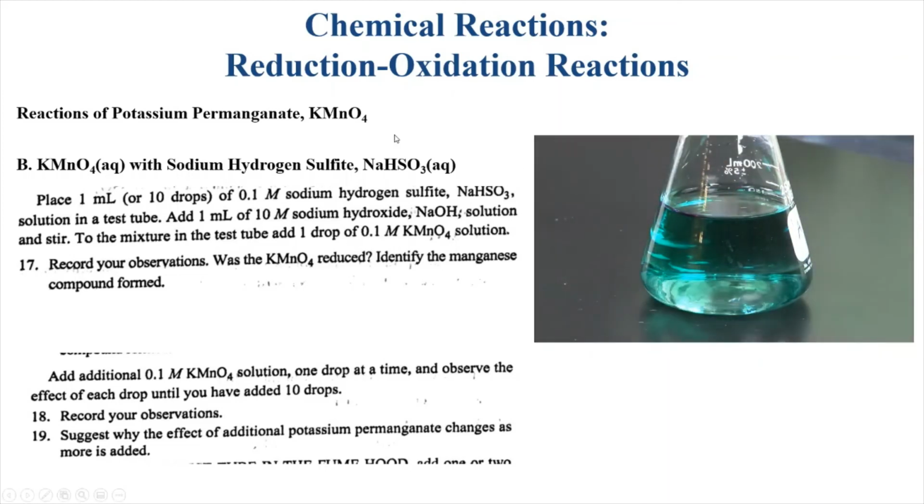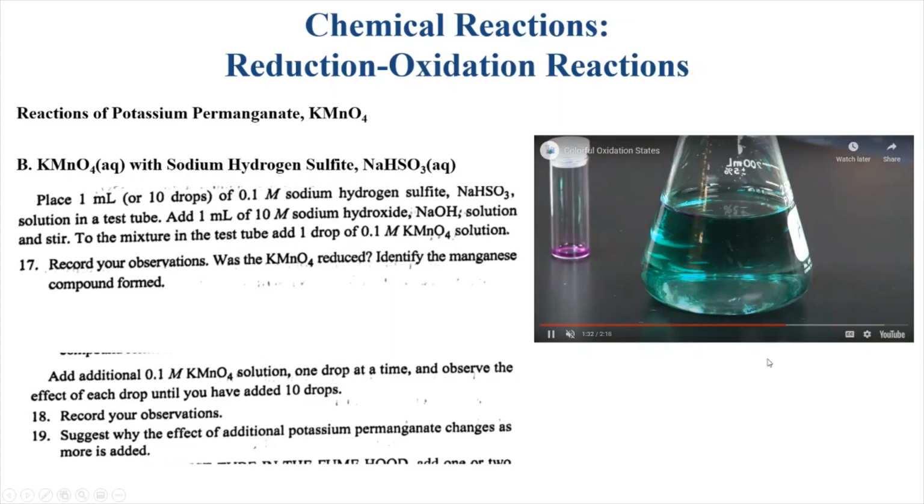Okay, and then you saw it goes from the purple color to this nice color. So you're going to record your observations, that color change. You're going to decide was the KMnO4 reduced, and then based on the color, you're going to identify the compound that's formed.